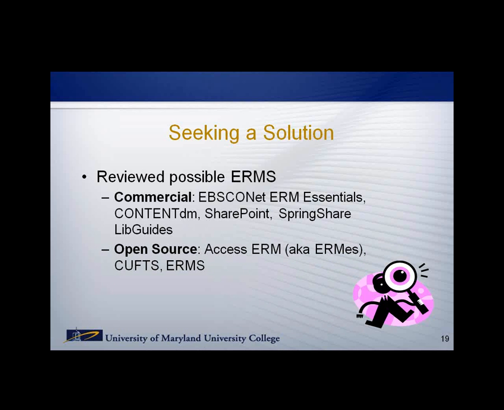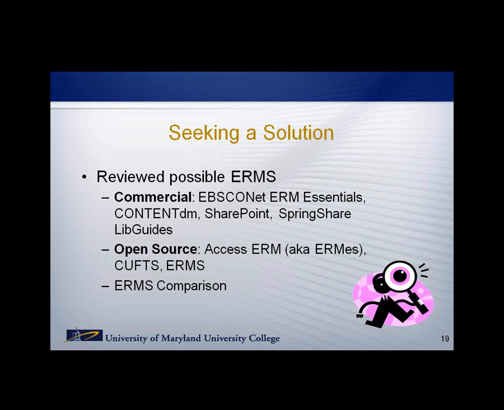Open source ERMS consisted of Access ERM, CAFS, ERMS, our homegrown resource information management system, which offers basic functions such as displaying database A to Z list, including some vendor and technical information. Based on our research, EBSCOnet ERM Essentials provided some desirable features such as trials management, voting for possible new resources, stats, and collection analysis functionalities. The downside is it carries a steep price tag and takes substantial staff resources for implementation.